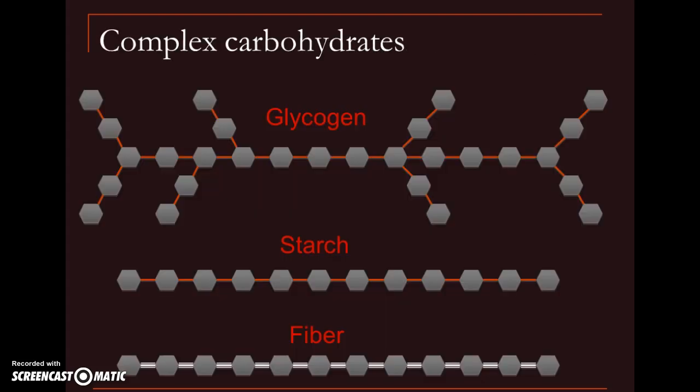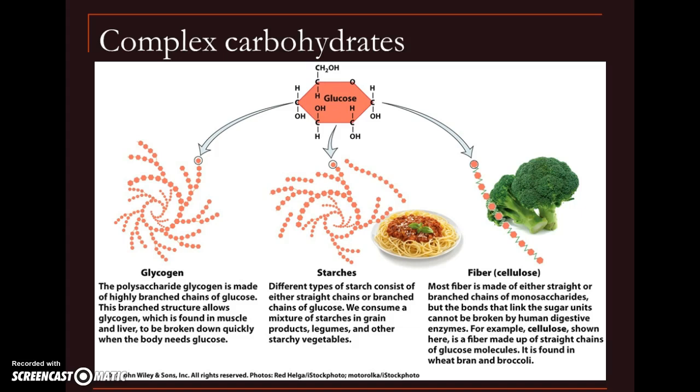Now we have our complex carbohydrates, which include three: glycogen, starch, and fiber. Glycogen, first off, is the polysaccharide that's made of branch chains of glucose. We store some glycogen in our body. In our liver, we store about 400 calories of glycogen, and in our muscles, we store about 1,600 calories of glycogen.